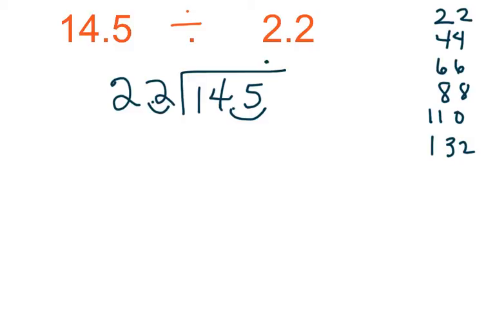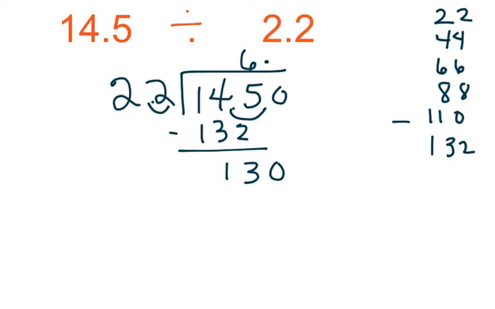Okay, so that kind of gets me started, and I know 132 is pretty close, so that would be 1, 2, 3, 4, 5, 6 times. 6 times 22 is 132. Subtract, and you get 13. Okay, again, no remainders, so add a 0, bring it down. 22 goes in 130 5 times. 5 times 22 is 110. Subtract and you get 20.